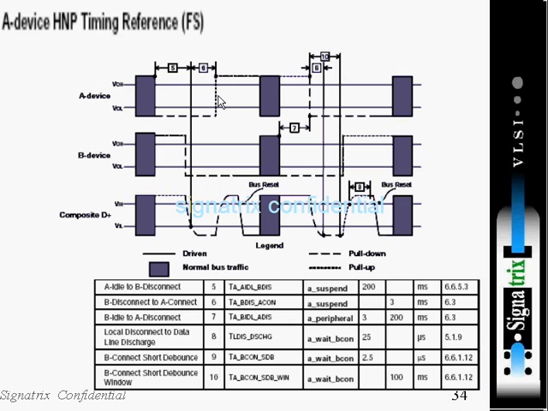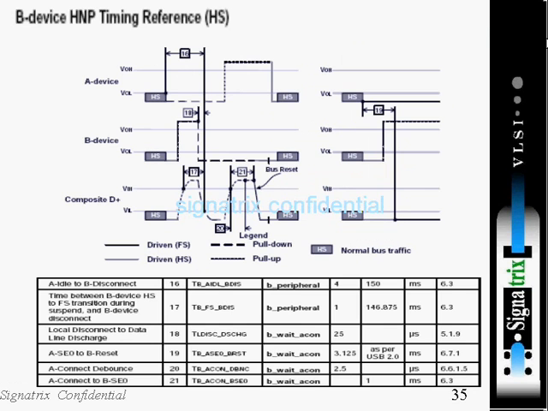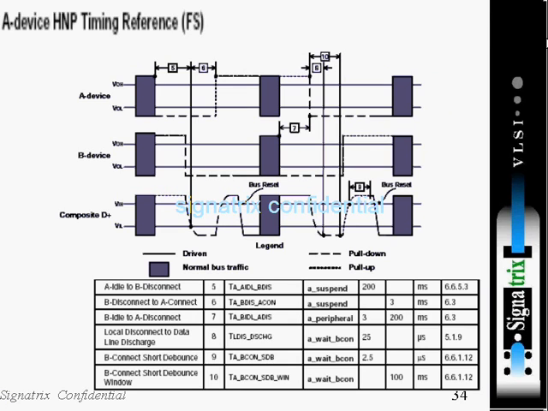This is a sequence. The B device now wants to take the role of host, so it has to negotiate with the existing host. That is the protocol, host negotiation. So this is the sequence. What's happening here is like that. This acts as full speed USB. In this slide we are going to see the HNP timing reference in full speed.